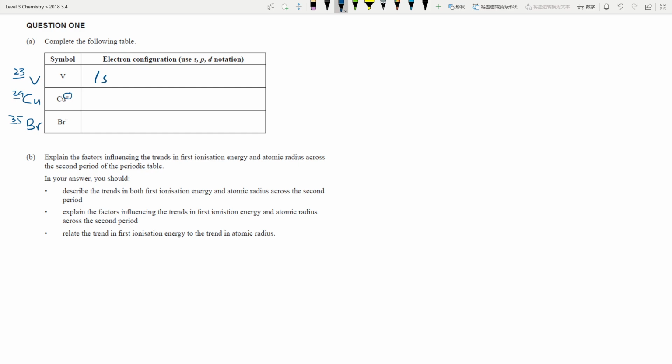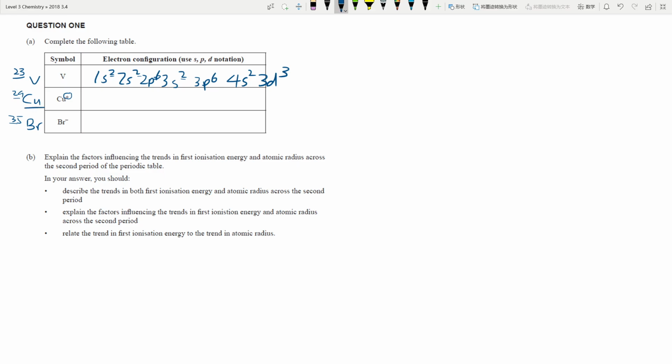So 23 electrons: 1s2, 2s2, 2p6, 3s2, 3p6, 4s2, 3d3, and that will give you 23 electrons. If you add up the numbers on the top right-hand side, they should equal 23.